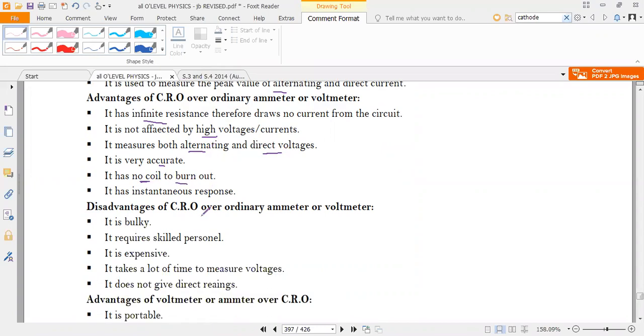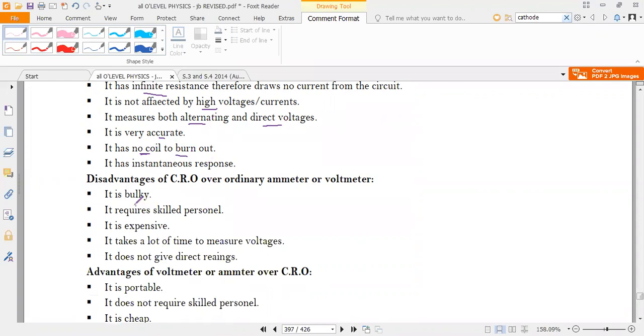Yes, so it also has some disadvantages, like it is bulky, it requires some skills taking the readings, it is expensive. It also doesn't give direct readings, meaning that you have to do some calibration. So these are some of the disadvantages of using a CRO over an ordinary voltmeter or an ammeter.